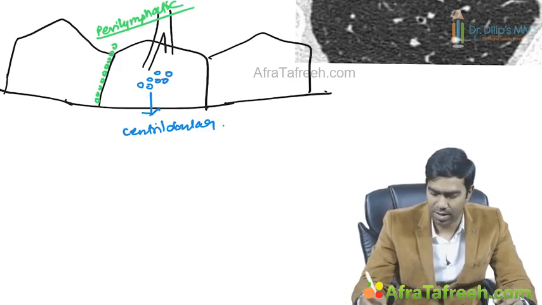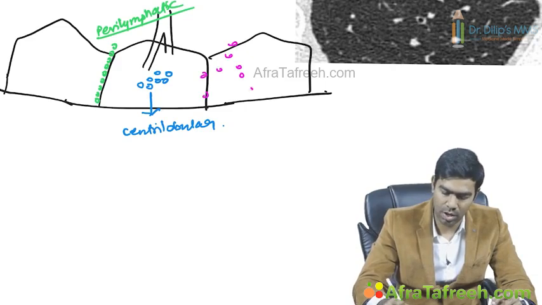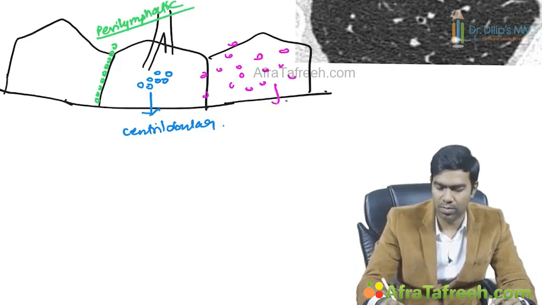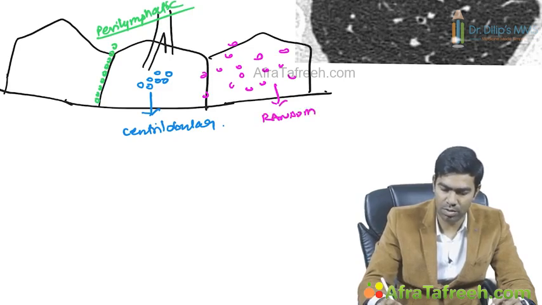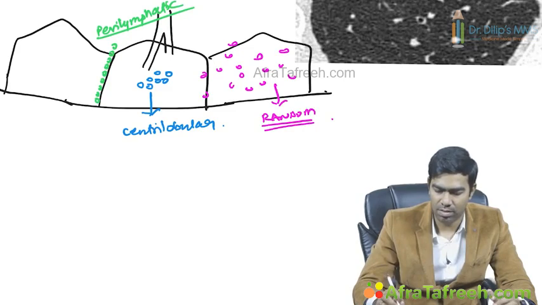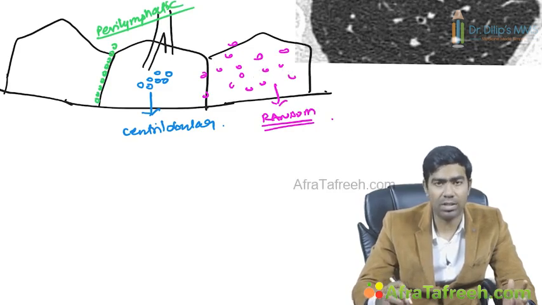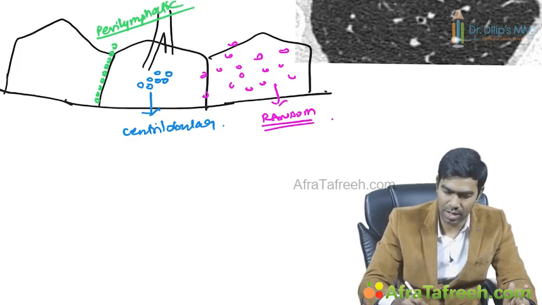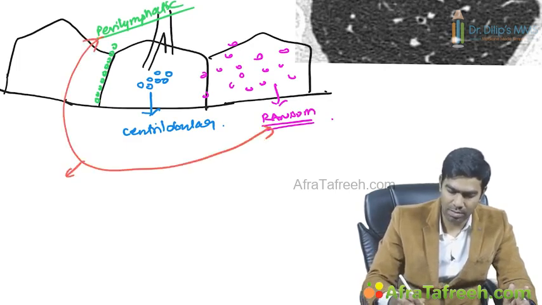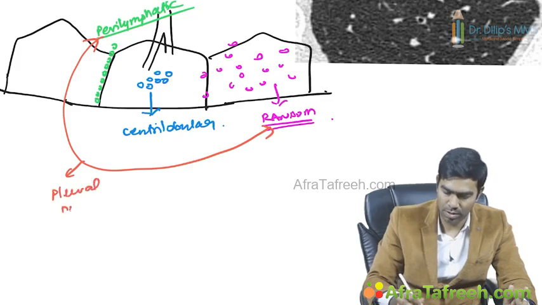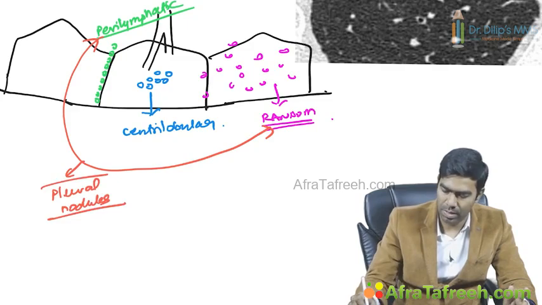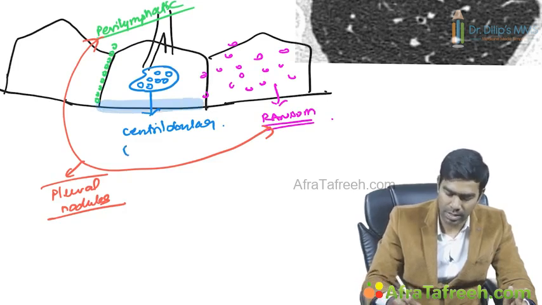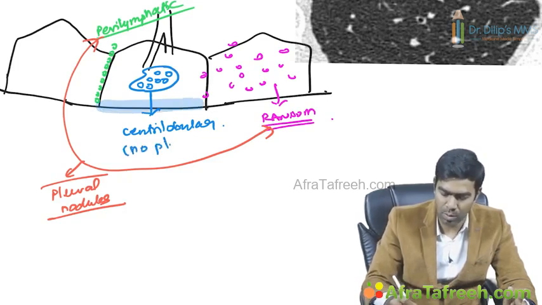Suppose you have distribution throughout, not in any specific location, this is what we refer to as a random distribution of nodules. Remember, these random or perilymphatic nodules will usually have pleural nodules also. But the centrilobular nodules, because they are located in the center and a long way from the pleura, will not have any pleural nodules. So this is how you distinguish them in the CT.